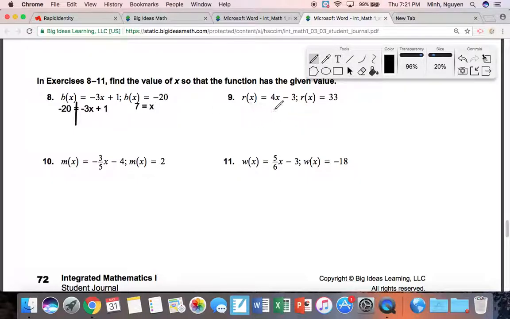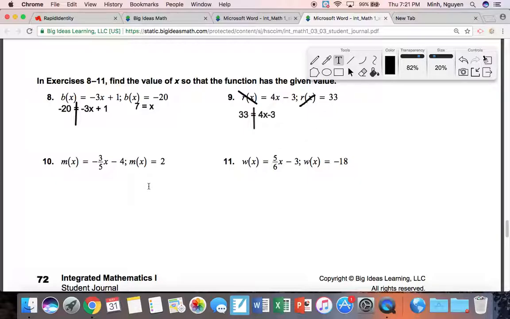R of x is equal to 33. So just like we did before, instead of this, we're going to replace it or substitute 33 in its place. So 33 equals 4x minus 3. And you work it out by adding 3 to both sides. Again, there's your barrier to tell you which sides of the equal sign there are.